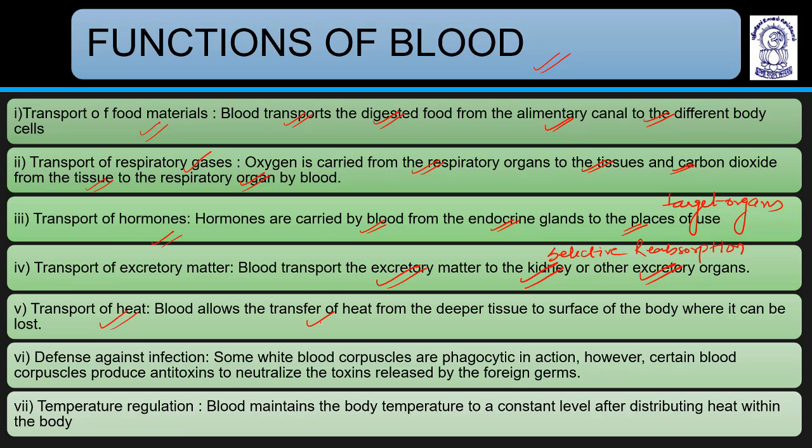Transport of heat. Blood allows the transfer of heat from the deeper tissue to the surface of the body where it can be lost or dissipated. Heat dissipation maintains the body temperature.